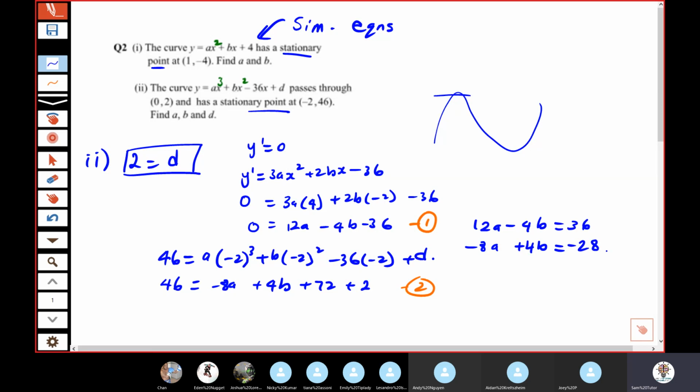Any questions? I'm still talking. Finish it off if you can while you're here. Give me an answer for A and B. To solve them simultaneously, you're probably going to add them, right? Because the 4b's are the same.